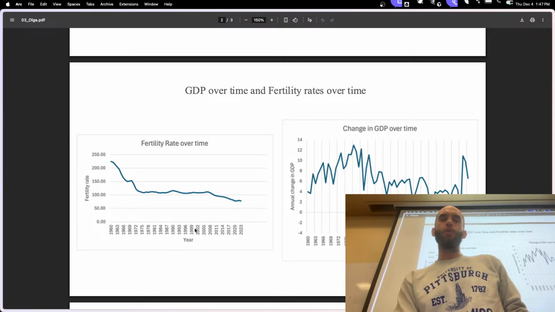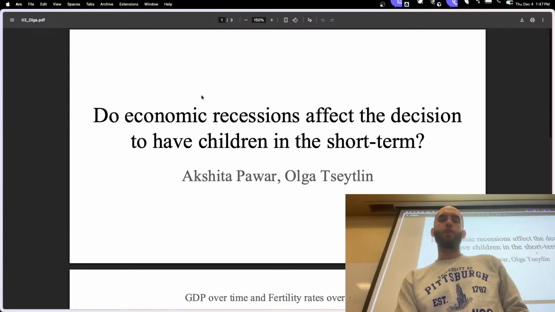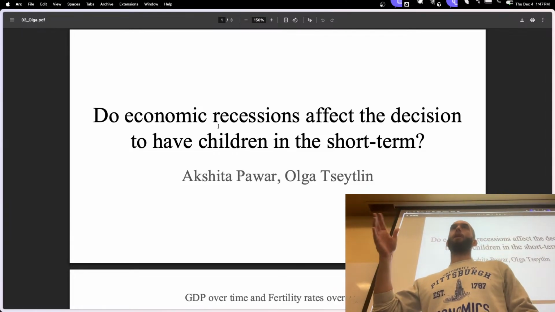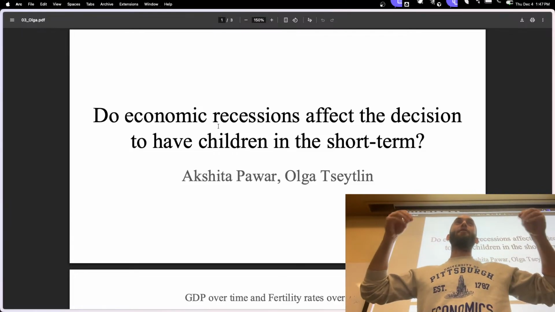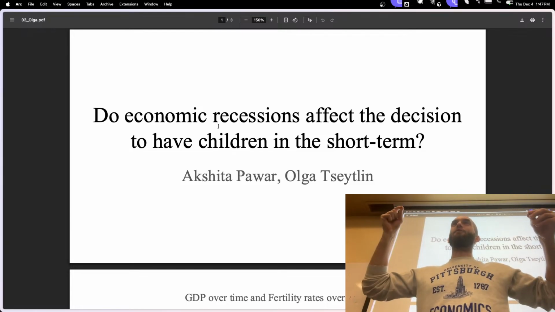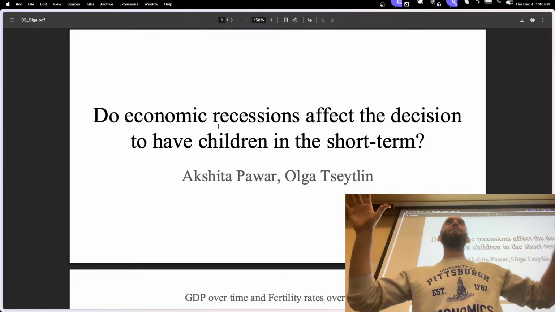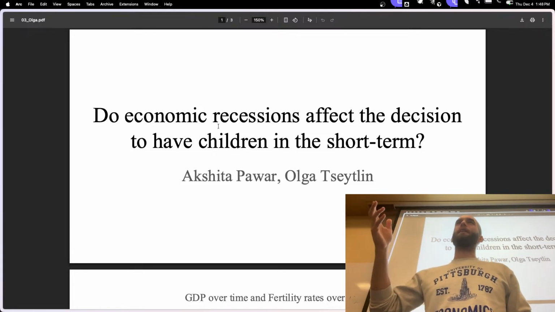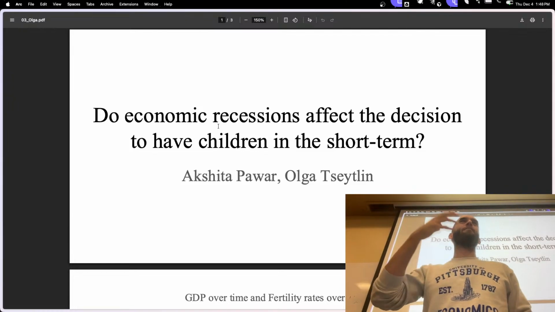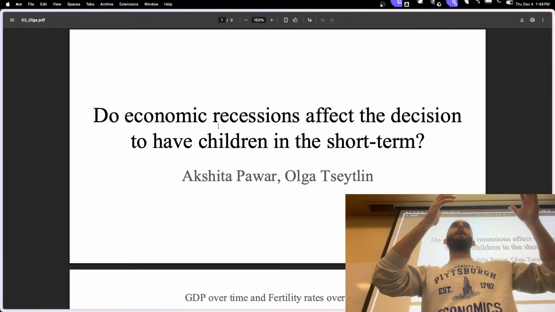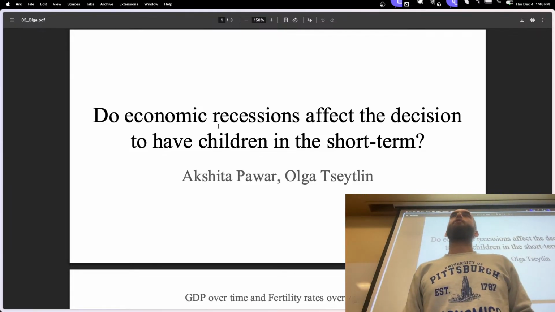So there are two descriptive figures of fertility rates and GDP. You'll remember this. They're asking whether economic recessions affect the decision to have children in the short term. So essentially, like the income elasticity of demand for children, which is a weird way of thinking about it. Economists are weird. But if you have less money, children are expensive, as I'm finding out. And if you have less money because of a recession, then you may have fewer children.